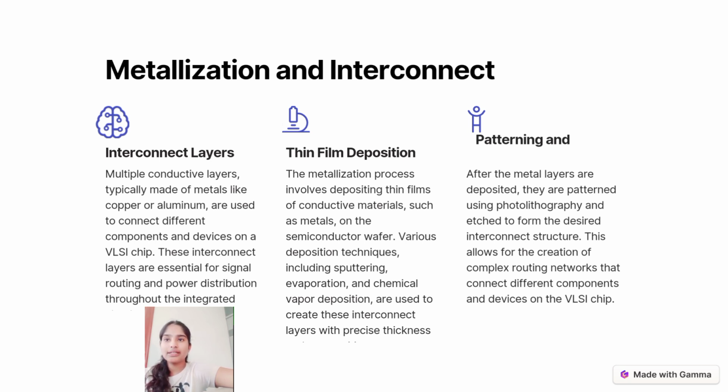Various deposition techniques including sputtering, vaporization and chemical vapor deposition are used to create these interconnect layers with precise thickness and composition. Patterning and etching. After the metal layers are deposited, they are patterned using photolithography and etched to form the desired interconnect structures. This allows for the creation of complex routing networks that connect different components and devices on the VLSI chip.